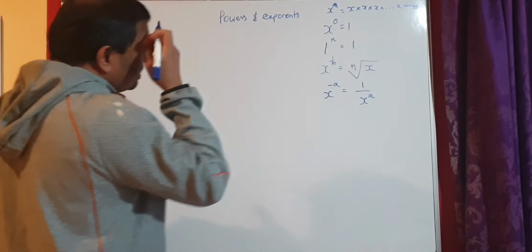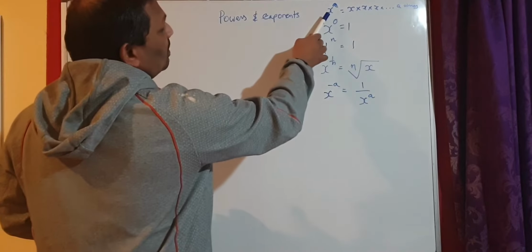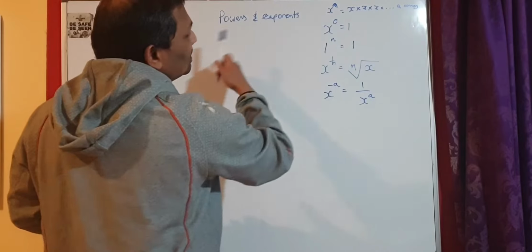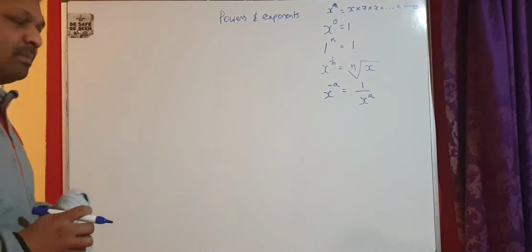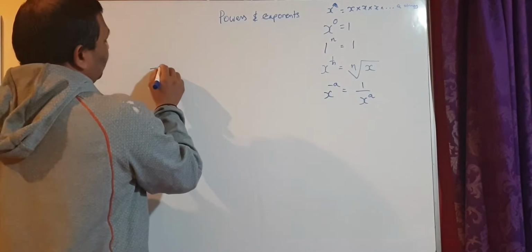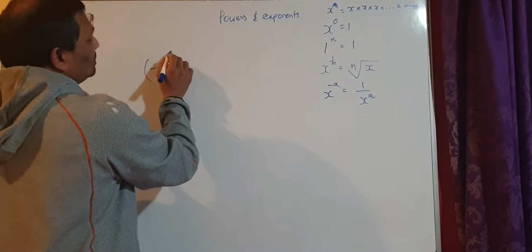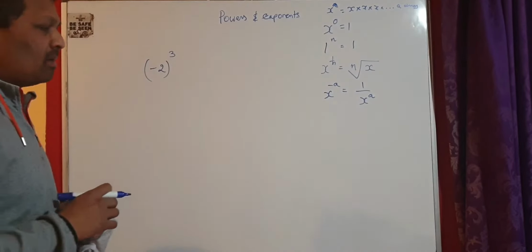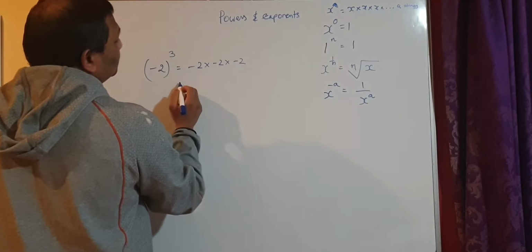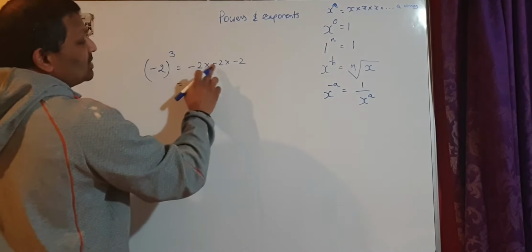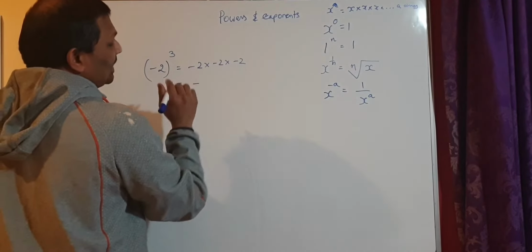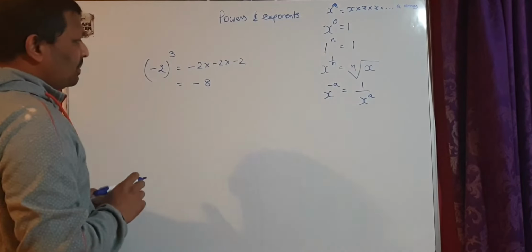Also, it's important that in all these cases we're taking a positive base. Here this is 1 anyway, here it is x, here it is x, and in all these cases we assume the base is positive. For example, if I take a negative base, say minus 2 to the power of 3, it should be calculated as minus 2 into minus 2 into minus 2. Minus into minus is plus, plus into minus is minus. So minus 2 2s are 4, 4 2s are 8. So you get an answer of minus 8.